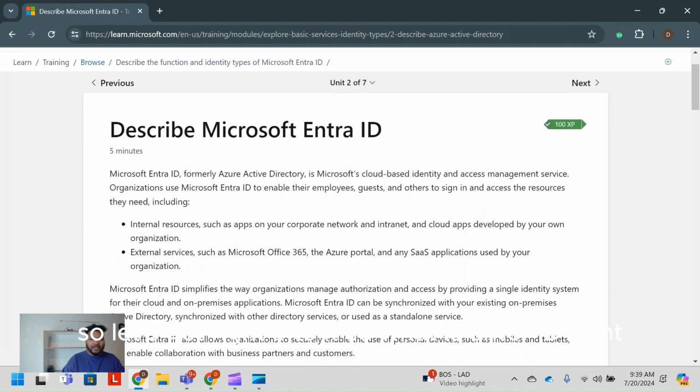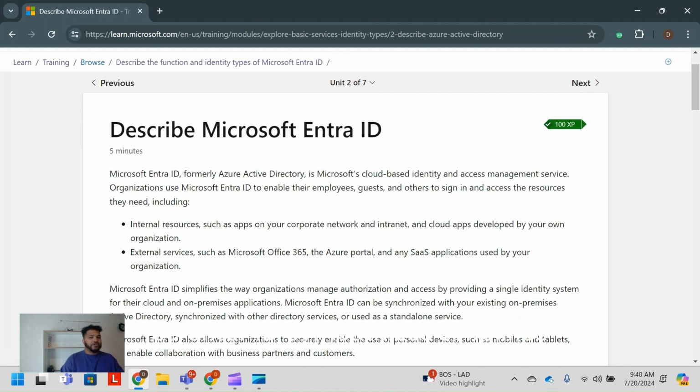So what is Entra ID? It was formerly called Azure AD. It's Microsoft's cloud-based identity and access management service. Organizations use Entra ID to enable their employees, guests, and others to sign in and access resources they need, including internal resources, such as apps on your corporate network and internet, and cloud apps developed by your own org, or external services such as M365 and any SaaS apps.